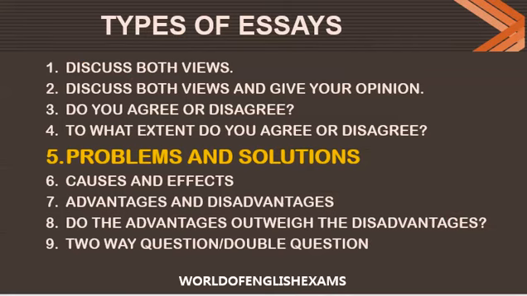So there are various types of essays in the IELTS writing test for both academic and general. The first one is discuss both views. Second one, discuss both views and give your opinion. Third one, do you agree or disagree? Fourth, to what extent do you agree or disagree? Then problems and solutions, that is going to be covered in this video. Then causes and effects, which is much similar to problems and solutions. Then advantages and disadvantages. Do the advantages outweigh the disadvantages? And the final question type is two-way question or double question.